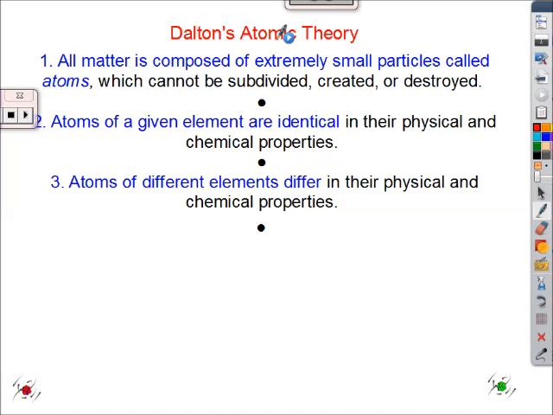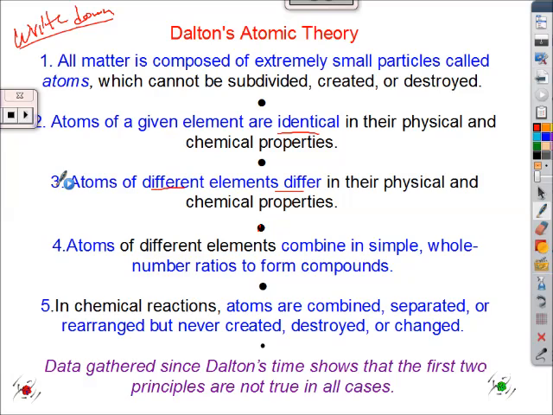He came up with this theory. Make sure you write this down. Number one, he said all matter is composed of extremely tiny particles called atoms that cannot be subdivided, created, or destroyed. He also said atoms of a given element are identical, and different elements are different. He also said that elements combine in simple whole number ratios to form compounds.